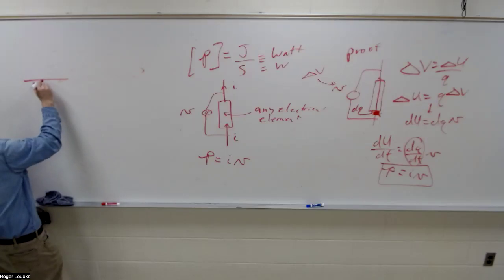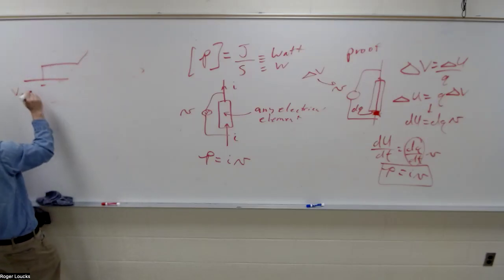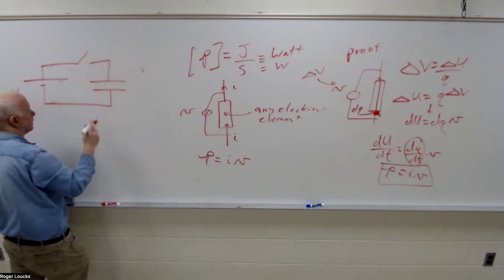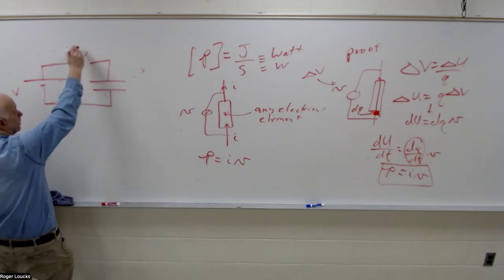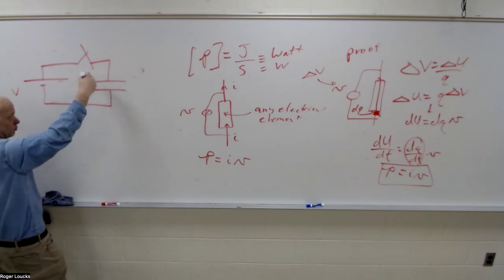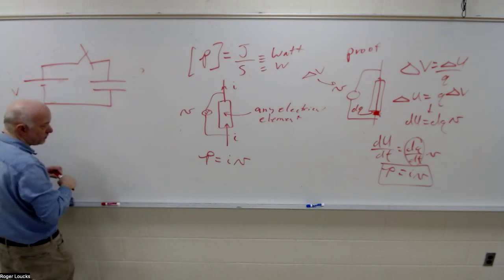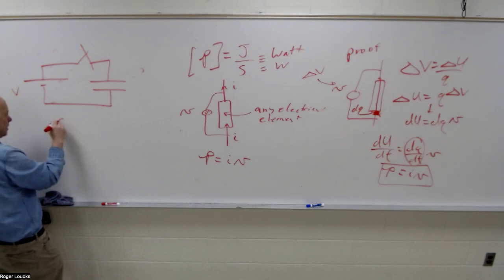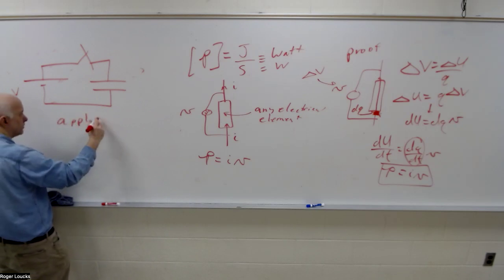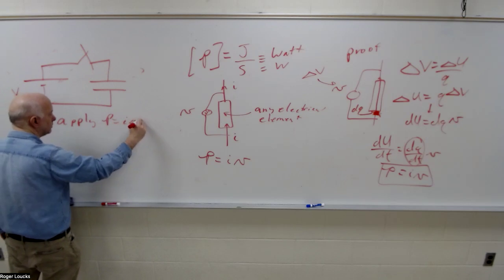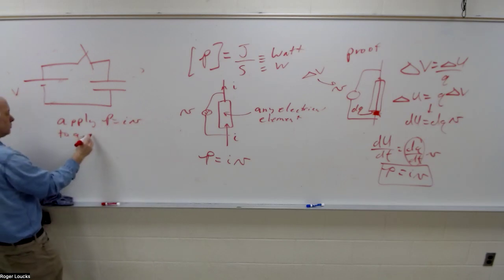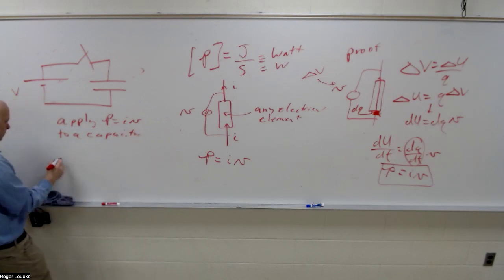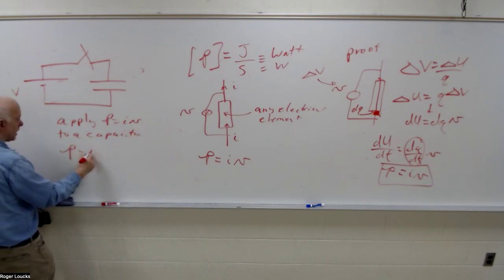Let's look at a circuit here. This is V. Here's my capacitor like this. I'm going to shut my circuit, and I'm going to start charging this up. So what I want to do is apply P equals IV to a capacitor. Okay, so I have P equals I.